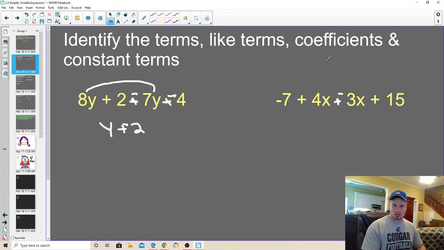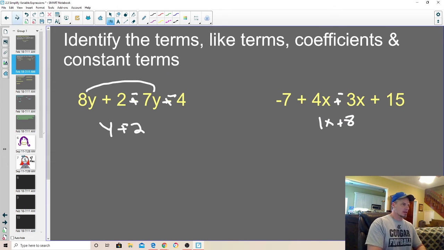Now I'm going to add the like terms to simplify. 4x and negative 3x, it's 4 and negative 3. That gives me 1x. You don't really write it with a 1, but I just did it that time. Positive 15 and negative 7 means you subtract. When you subtract, you get 8, and it's positive because the bigger number is positive. So it's positive 8, 1x plus 8.